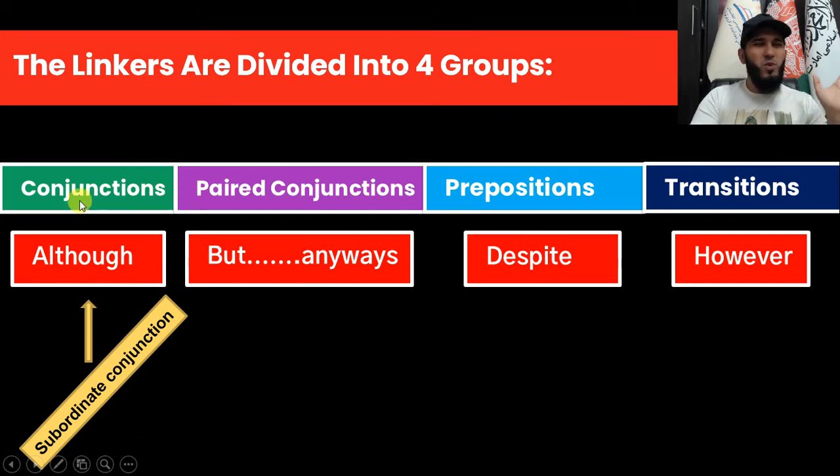But I've just brought one example for each. Conjunctions, for example, although. So this is a subordinate conjunction. In paired conjunctions, like but anyways, yet still, but still. So these are paired conjunctions. In prepositions, like despite. There are many more prepositions and conjunctions and paired conjunctions and transitions, but I've just brought one under each group. So later on I'll be explaining all of them. Transitions, like however. So this is a transitional word.